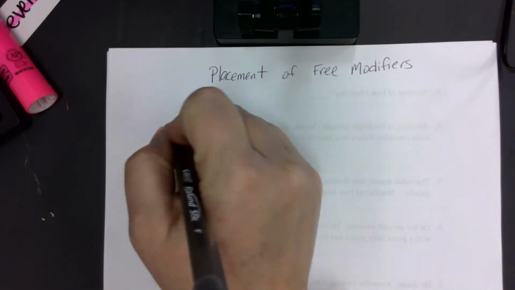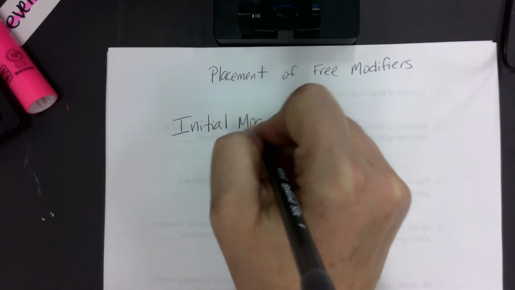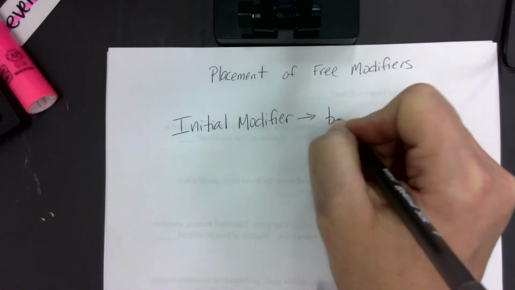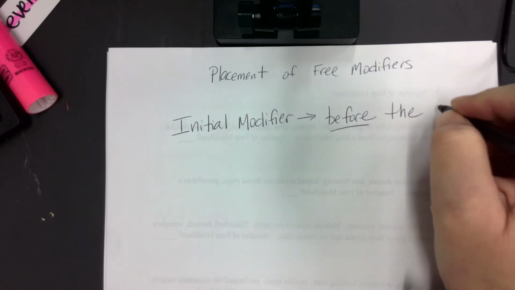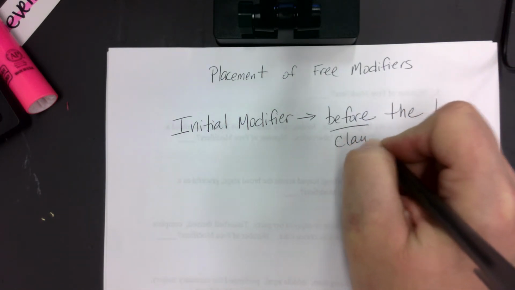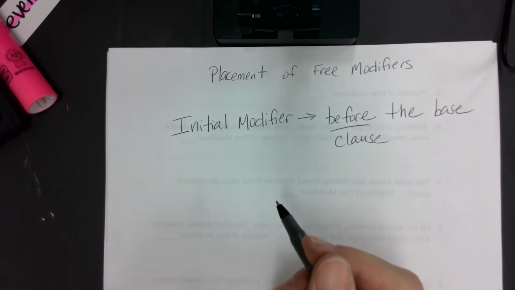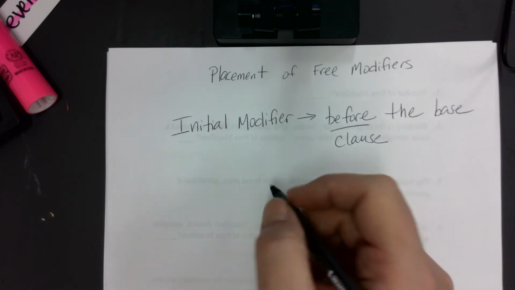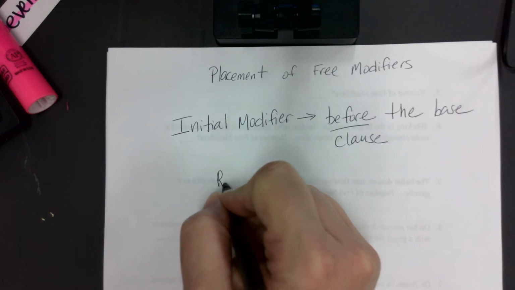An initial modifier is the first one, and that comes before the base clause. So any modifier that comes before the base clause is called an initial modifier. So if I had an example like this, let me write a quick sentence about an apple. Okay?